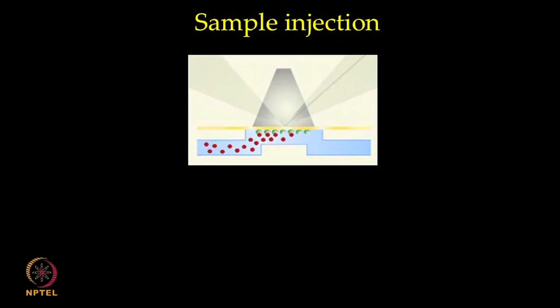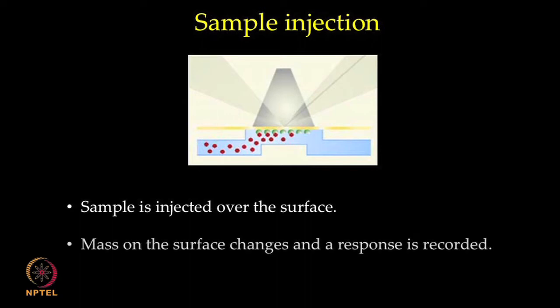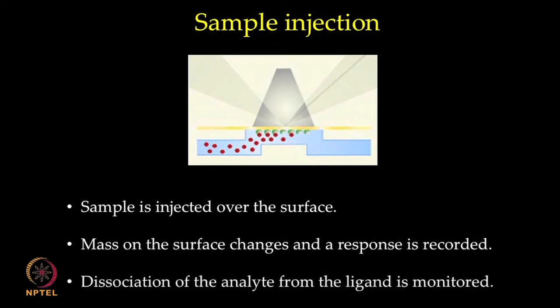Before we go ahead with the binding experiment, let us understand some important considerations. During sample injection, the analyte is injected over the surface with a constant flow and concentration. Analyte in the sample binds to the immobilized ligand on the surface, the mass on the surface changes and a response is recorded. After sample injection, buffer flows over the surface to allow monitoring of analyte dissociation from the ligand.